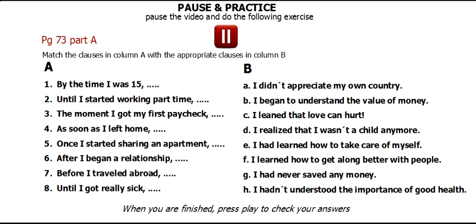Okay, so please go ahead and pause the video for the pause and practice. So pause the video and do the following exercise. This exercise is in your book. It's on page 73 of book 3. It's part A, okay? What you're going to do is you're going to match the clauses in column A here with the appropriate answer in column B. So you're going to look for what information in this clause goes with the information in these clauses. And you're going to make those matches. So go ahead and pause the video. When you're finished and you think you have your answers, you can press play and you can check your answers. Okay, so go ahead and pause the video.